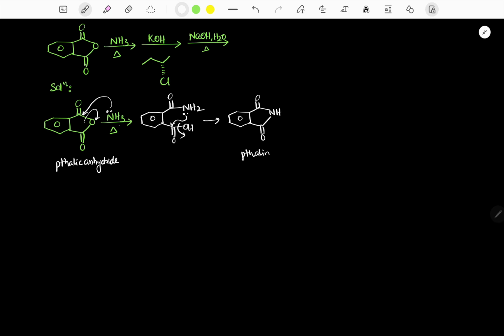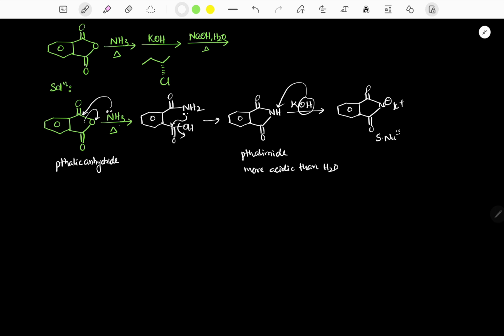This compound is known as phthalimide, and it is more acidic than water. Therefore, when I add KOH, OH minus removes the proton and forms the corresponding salt. This can act as a strong nucleophile because of the negative charge, and since it is more acidic than water, it always acts as a strong nucleophile.